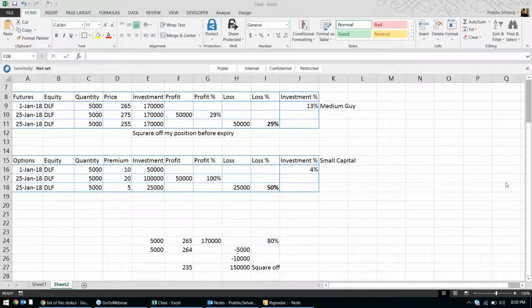Simple. Do we need to hedge a trade, option in future? Yes, you can do a hedging of option in futures. Ma'am will cover the hedging part. Maybe on Friday she'll cover the hedging part.